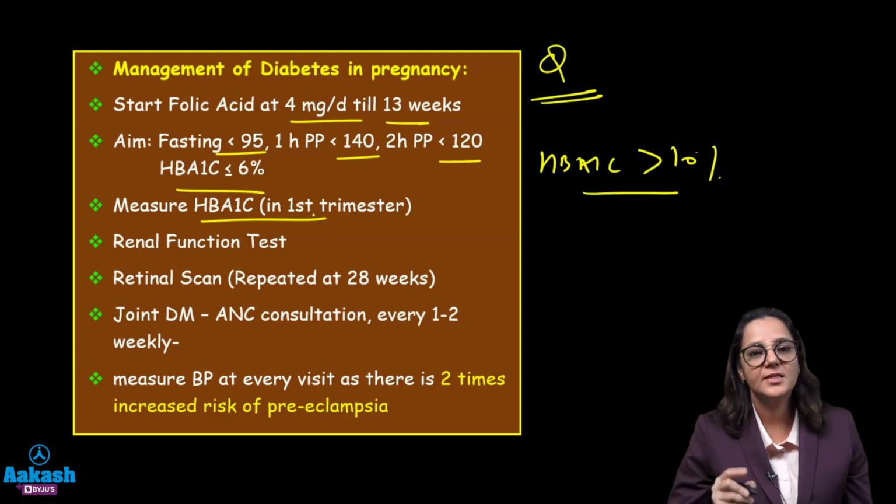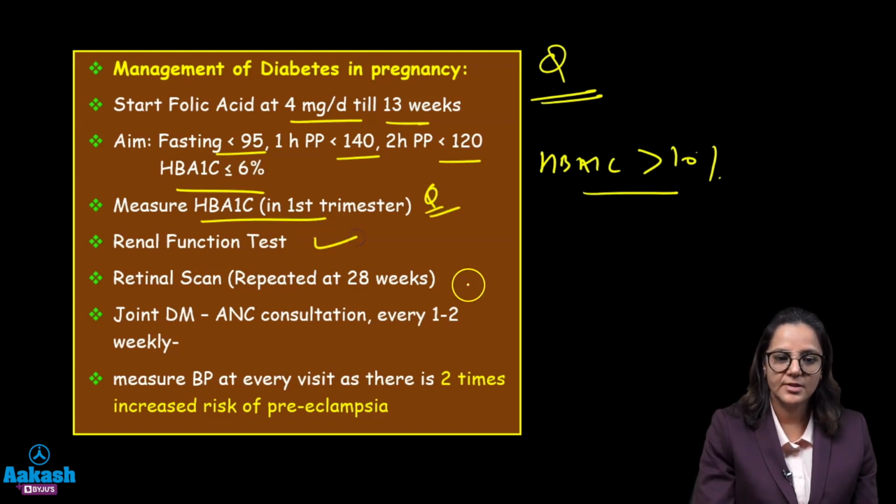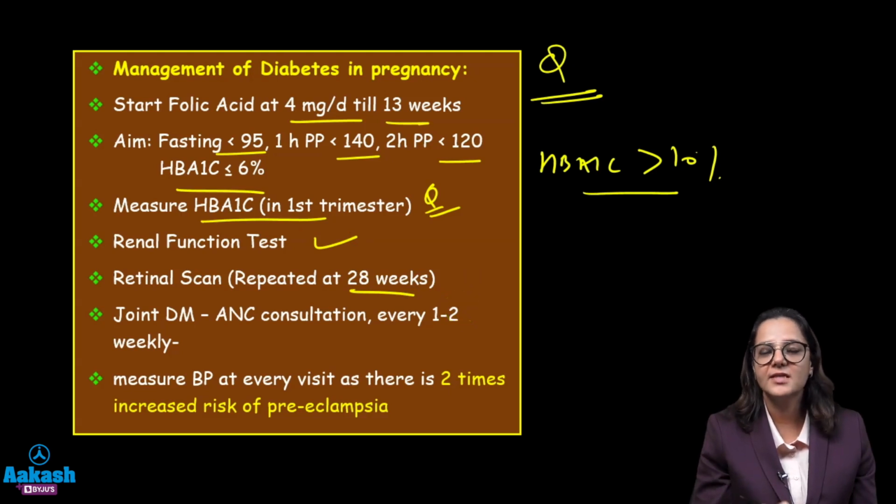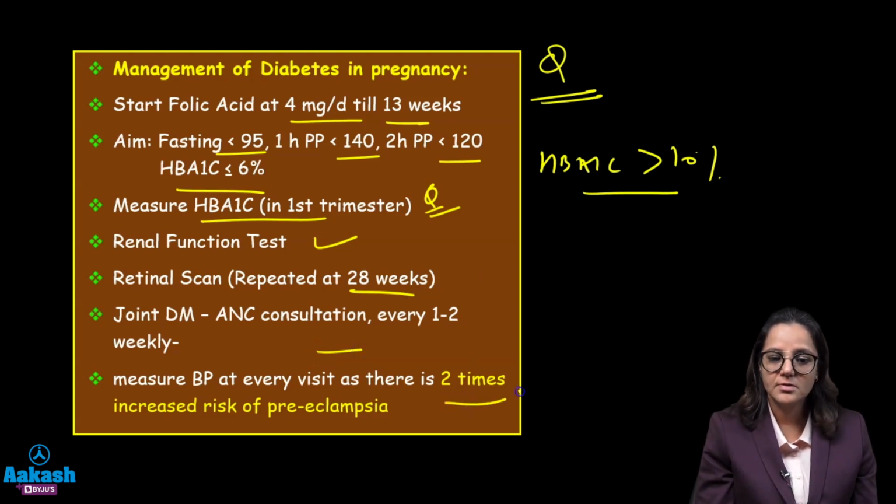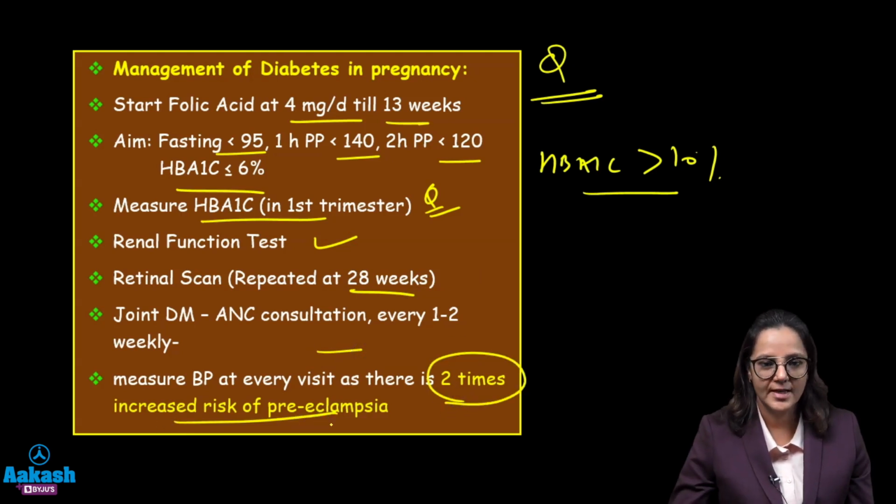Now measure HbA1c in the first trimester. You also measure the renal function test, retinal scan, and this retinal scan is repeated at 28 weeks. The patient will be seen every 2 weeks by the obstetrician and the endocrinologist. And the BP has to be measured at every visit. Why? Because there is a 2 times increased risk of preeclampsia.